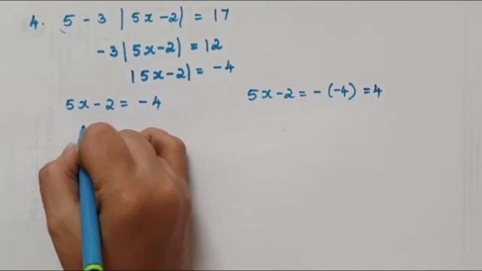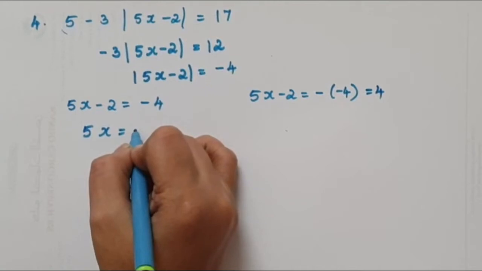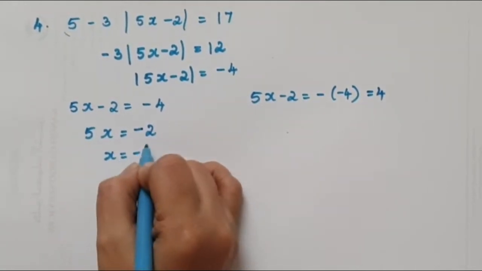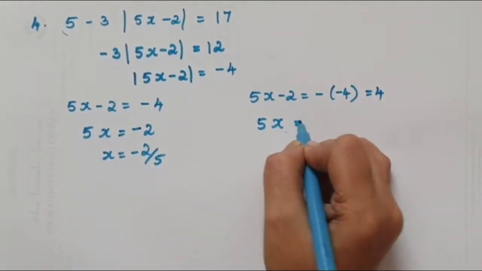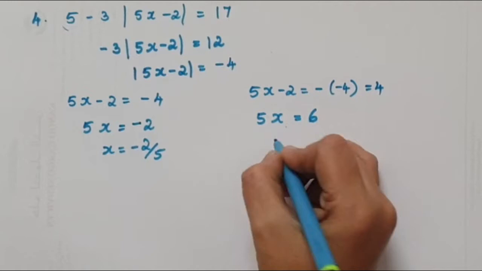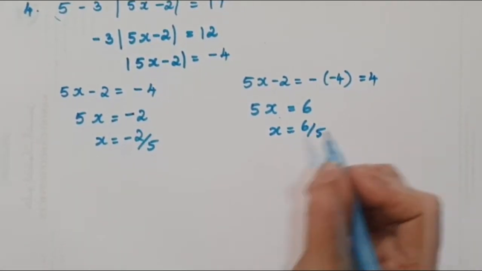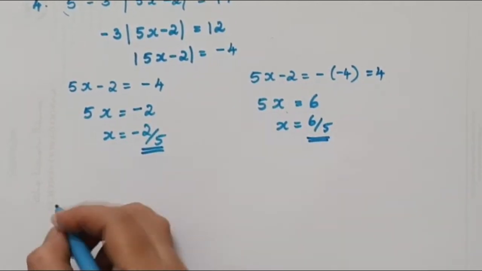So now when we simplify, 5x will be equal to minus 4 plus 2. Minus 4 plus 2 gives us negative 2. x will be equal to minus 2 over 5. Here it will be 5x equal to 4 plus 2, so it is 6. x will be equal to 6 over 5. So these are the two values for x.